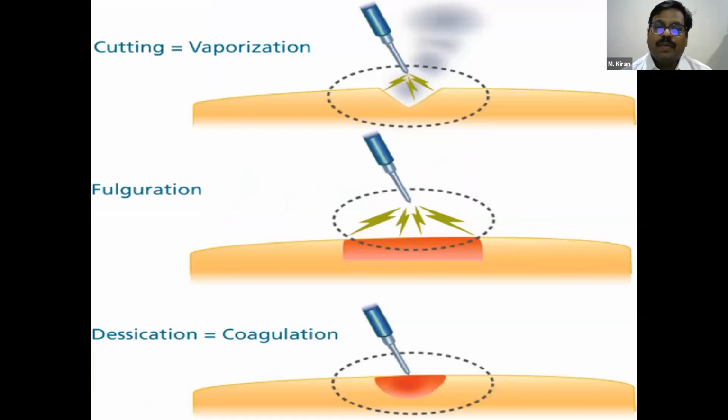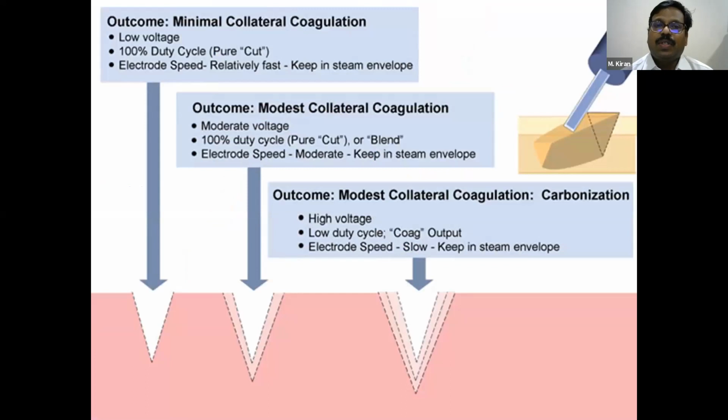Normally, this is how cutting, pulverization, and desiccation, that is coagulation, images. The outcome: minimal collateral coagulation, low voltage, and 100% duty cycle, pure cut it will be. Electrode speed relatively fast and keep in steam envelope. Second outcome is modest collateral coagulation, moderate voltage, 100% duty cycle, pure cut or blend, electrode speed moderate, keep in steam envelope. Third outcome is modest collateral coagulation, carbonization. This is a high voltage, low duty cycle, coagulation output, electrode speed slow, and keep in steam envelope.